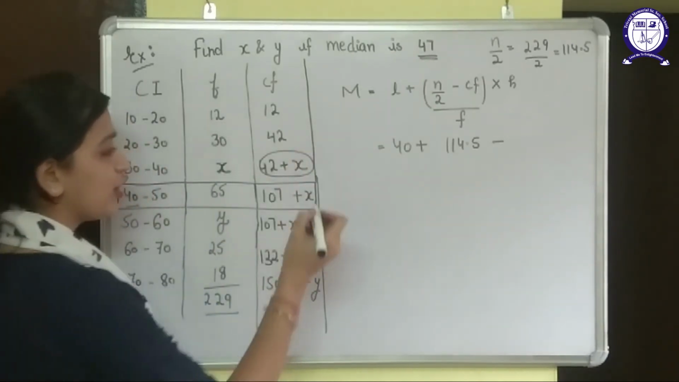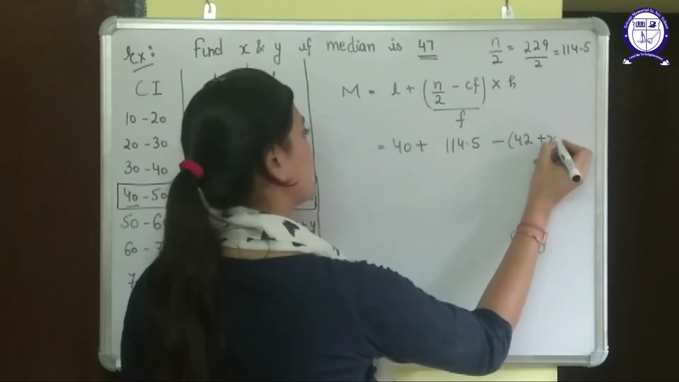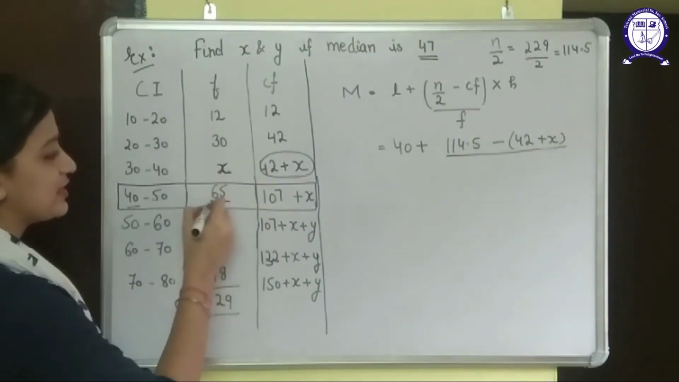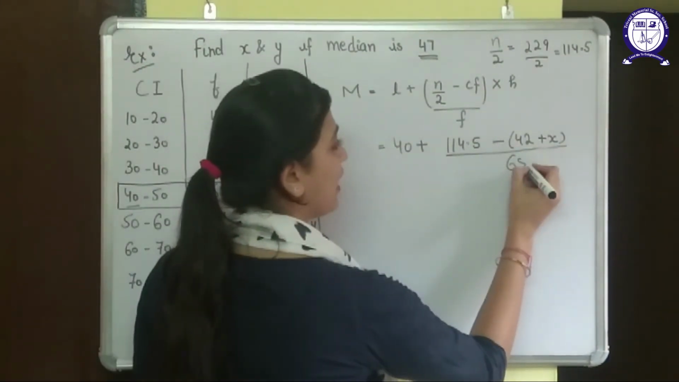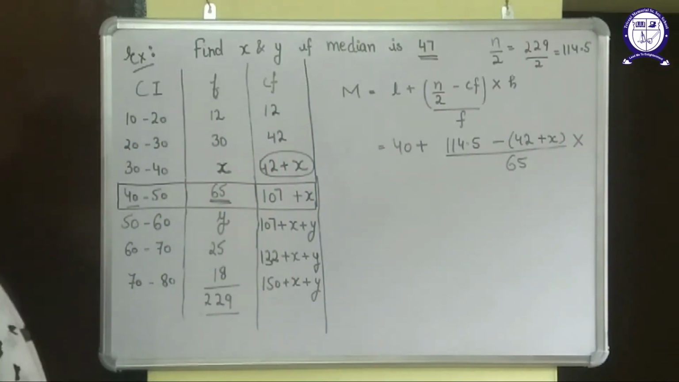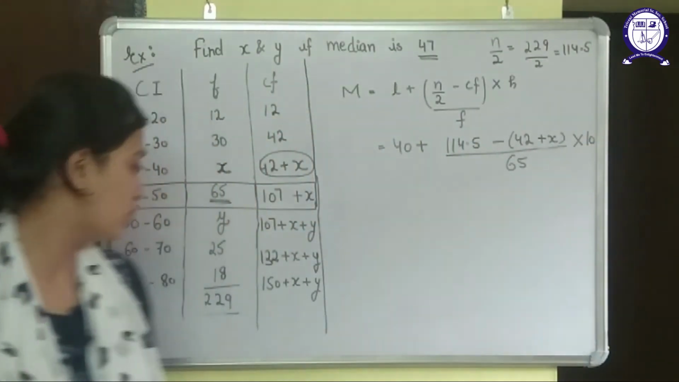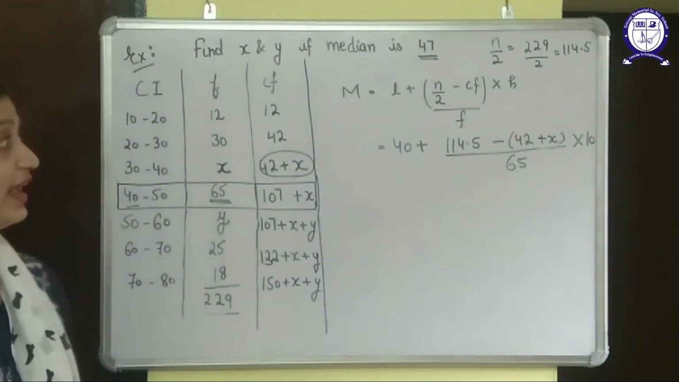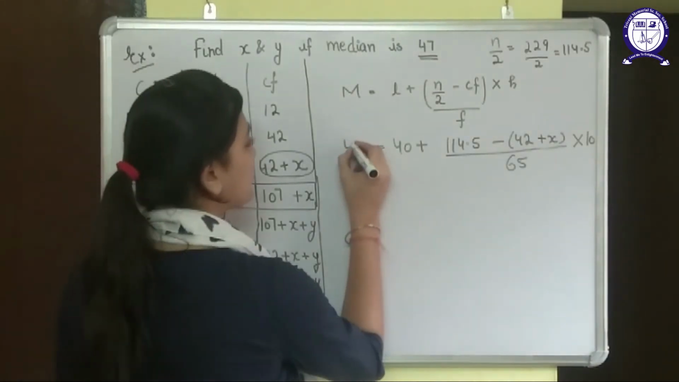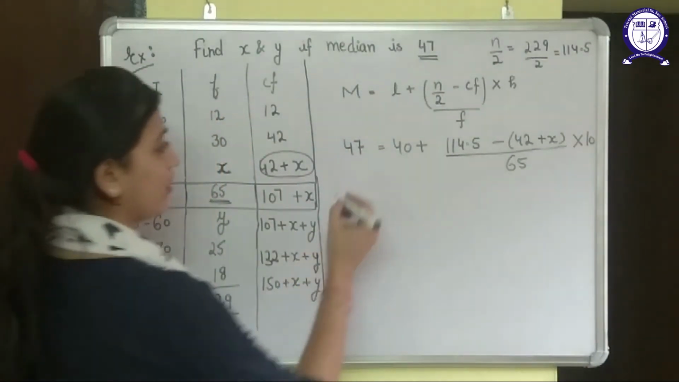This is the cumulative frequency, 42 plus x. Then the frequency of the median class, that is 65, and h is the class width. Class width is what? It is 10. So I get this, but in this question one thing is given, that is the median. So I can also put the value of the median. So I will get it as 47, and now I will solve this equation.